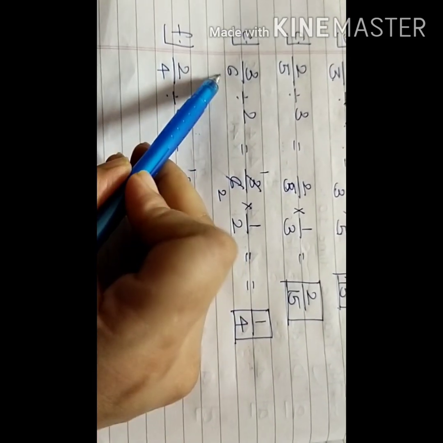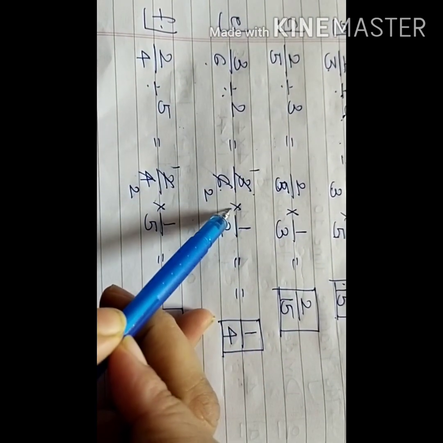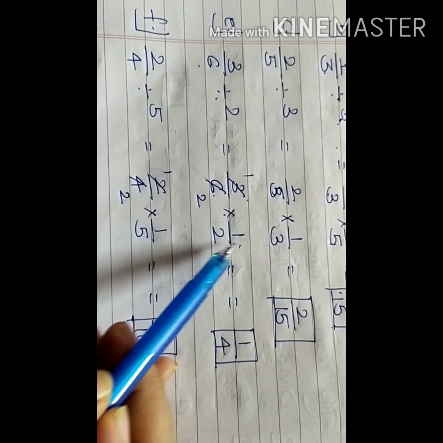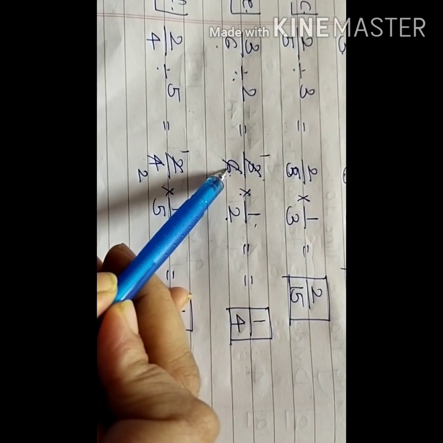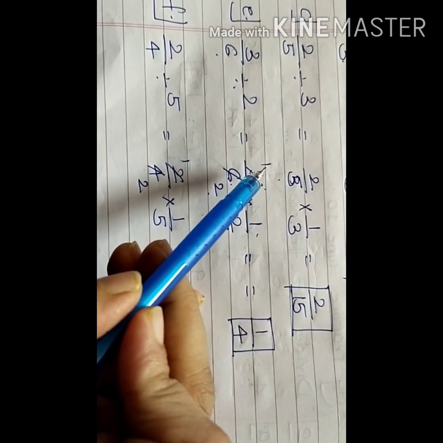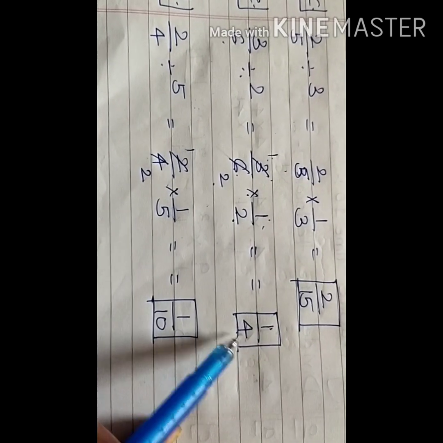I'll show you the next one now. 3 upon 6 is kept as it is. Division sign converted into multiplication, and the second one is reciprocal. 2 upon 1 becomes 1 upon 2. Now I could see that 3 and 6 can be reduced. 3 1s are 3, 3 2s are 6. Now simply multiply numerator and denominator. I get 1 upon 4.